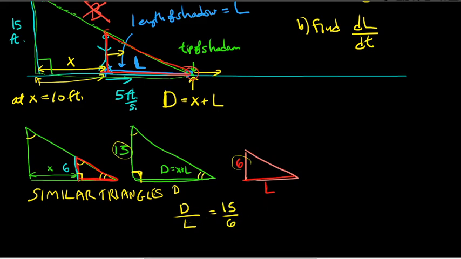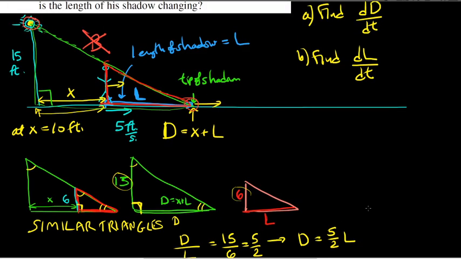And so if I multiply by L, I just get that D is 15 over 6 times L. Actually, hang on a second. 15 over 6, if we divide by 3, we get 5 over 2. So that's even better. D is just 5 over 2 times L. Okay, so that's the relationship between D and L.